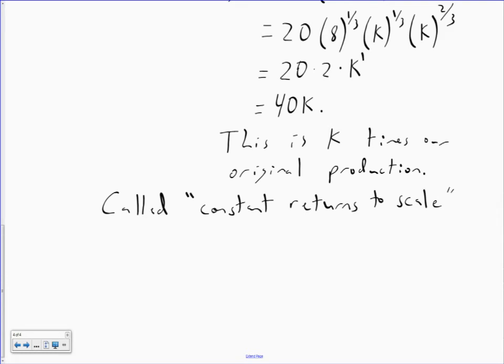And all it depends on is the sum of the exponents on x and y adding to 1. That is what gave us this constant returns to scale.